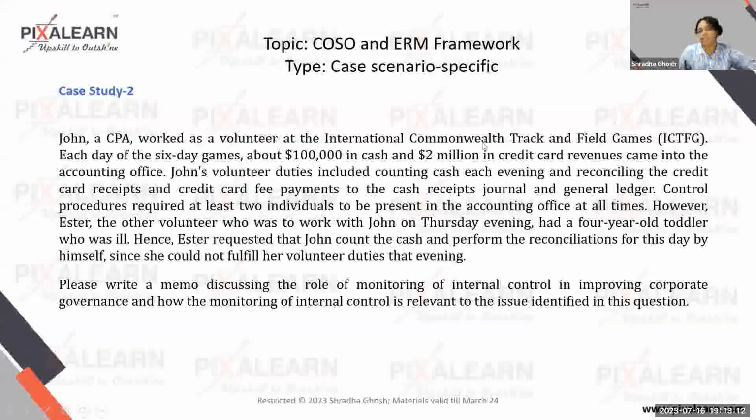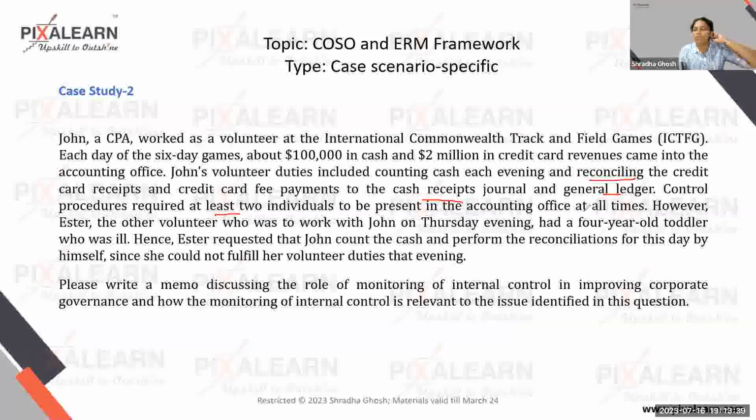John's volunteer duties include counting cash each evening and then reconciling the credit card receipts and the credit card fee payments to the cash receipts journal and the general ledger. So typically, I'm taking the money, I'm taking a record, and at the end of the day I'm closing all of this and putting it into the system. Control procedures required at least 2 individuals to be present in the accounting office at all times.